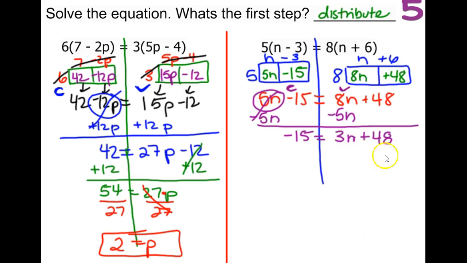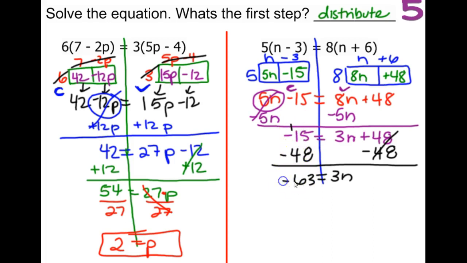We want n all by itself, so get rid of your addition or subtraction next. Subtract 48. It's like unwrapping a present. Gotta do the outside layers first. We have 3n. These are all negative, so we're going to add them. 5 plus 8 is 13. 4 plus 1 is 5, plus 1 more is 6. They're all negatives.